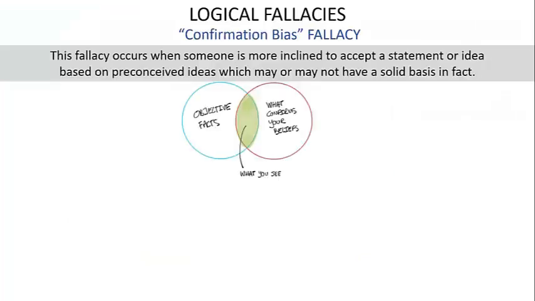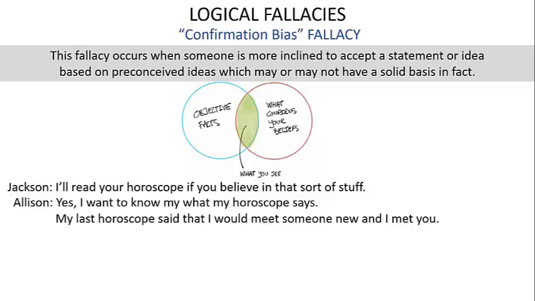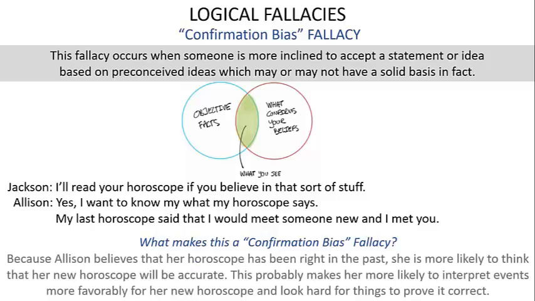The confirmation bias fallacy. This fallacy occurs when someone is more inclined to accept a statement or idea based on preconceived ideas which may or may not have a solid basis in fact. Jackson says, "I'll read your horoscope if you believe in that sort of stuff." Allison says, "Yes, I want to know what my horoscope says. My last horoscope said that I would meet someone new and I met you." What makes this a confirmation bias fallacy? Because Allison believes that her horoscope has been right in the past, she is more likely to think that her new horoscope will be accurate. This probably makes her more likely to interpret events more favorably for her new horoscope and look hard for things to prove it correct.